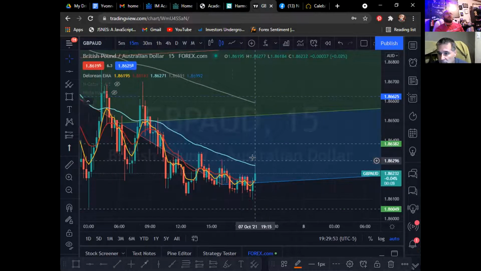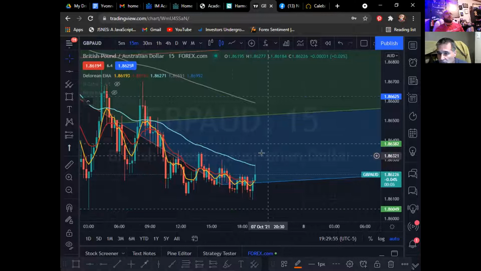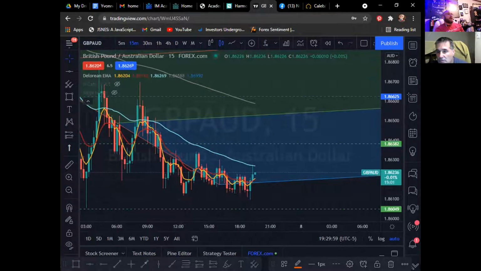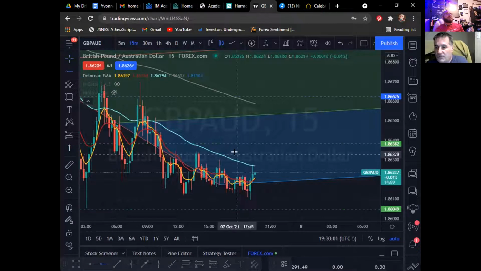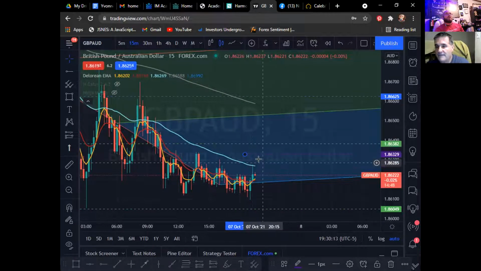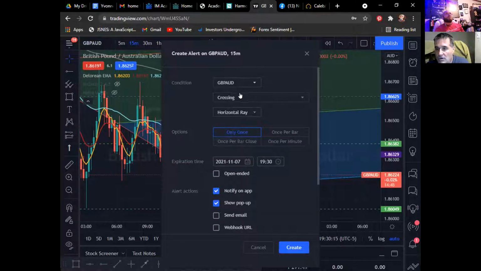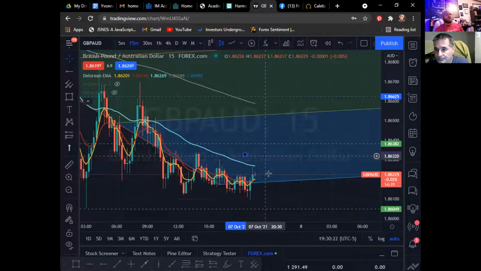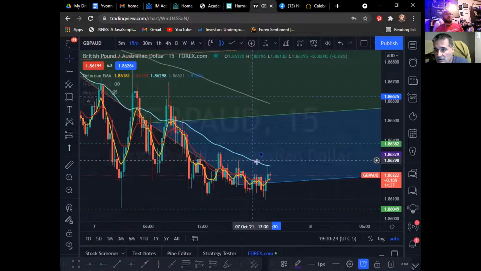So if we continue through the 50, we're getting really close to entering this trade. I'm going to say if we get close to the shark, because if it breaks to the 50, it's going to break fast, I'm going to set an alarm here. When we cross here, if we look strong, I'm going to enter.